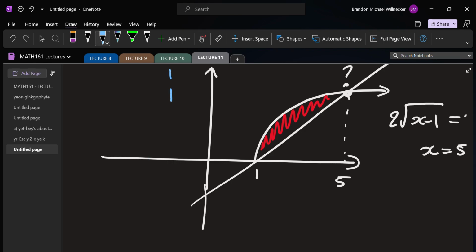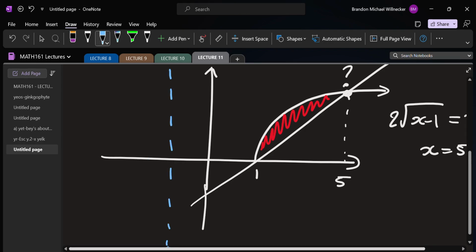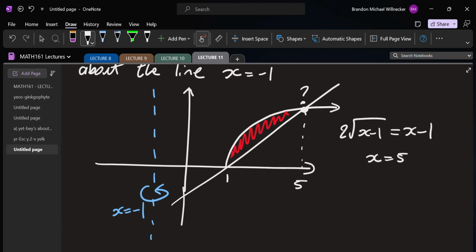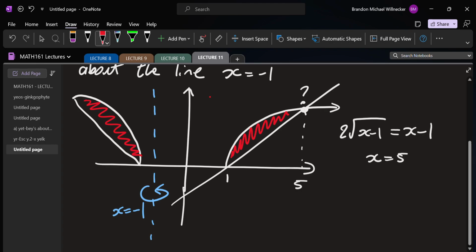We've got the bounds for the region, but now we're rotating this around x equals minus 1. So let's put in the axis of rotation. That's going to be over here. That's our axis. So whatever region we have, we're going to rotate around this axis. Whatever that was over there, we flip around, and that's going to be our rotated shape. So we can just sketch that in here, like that.